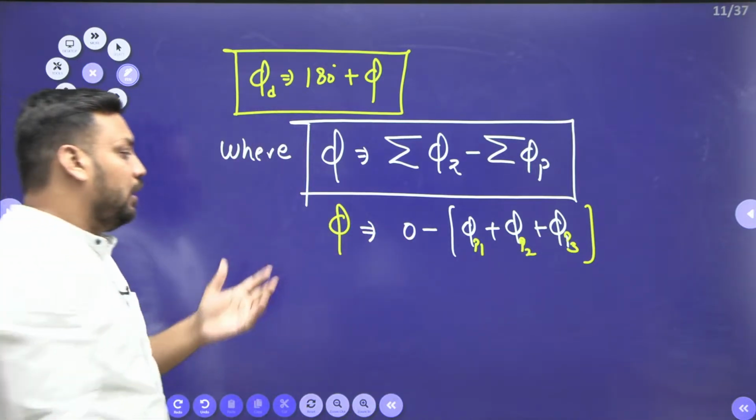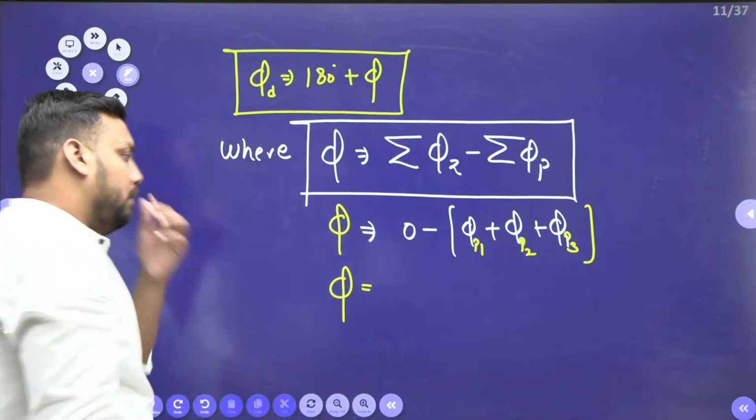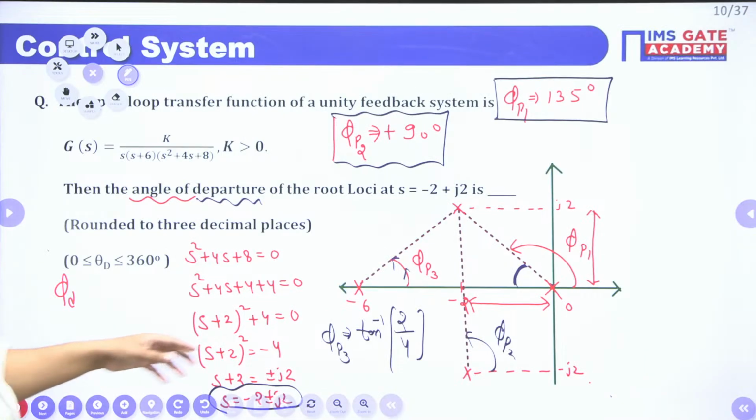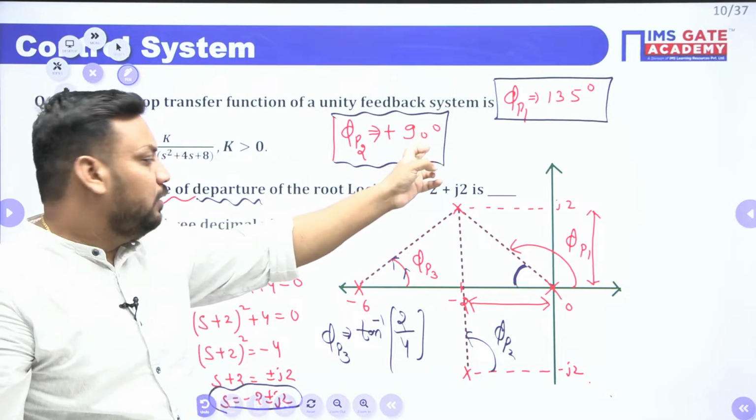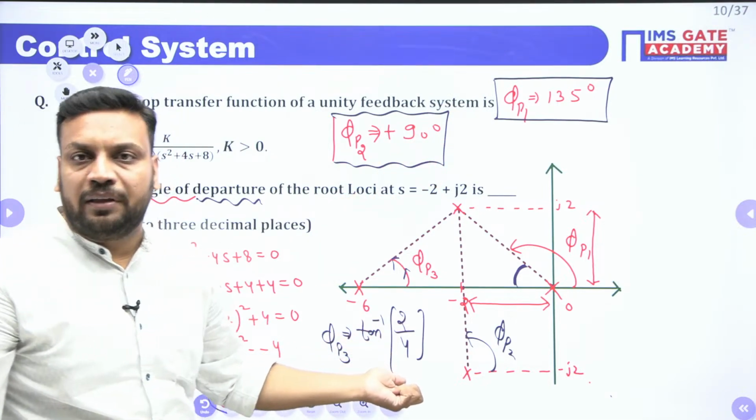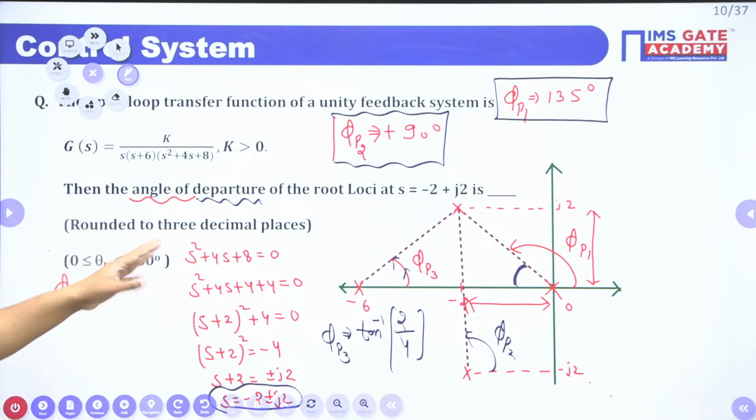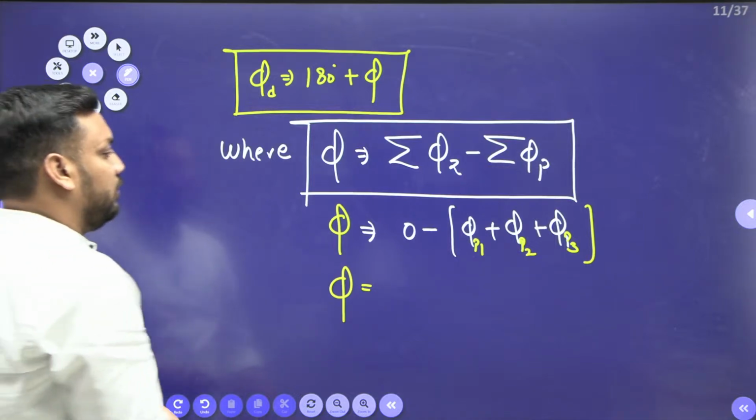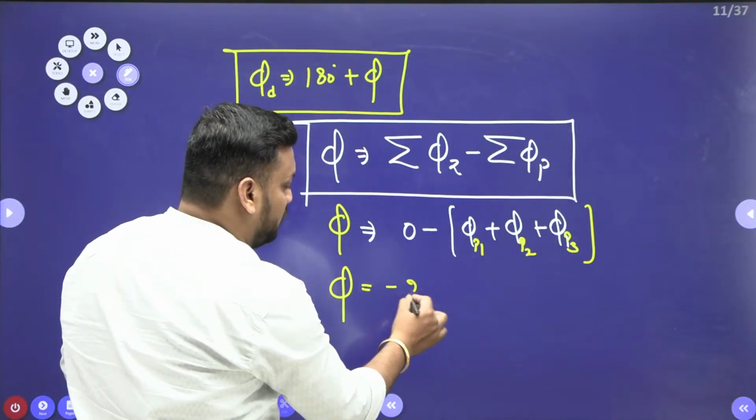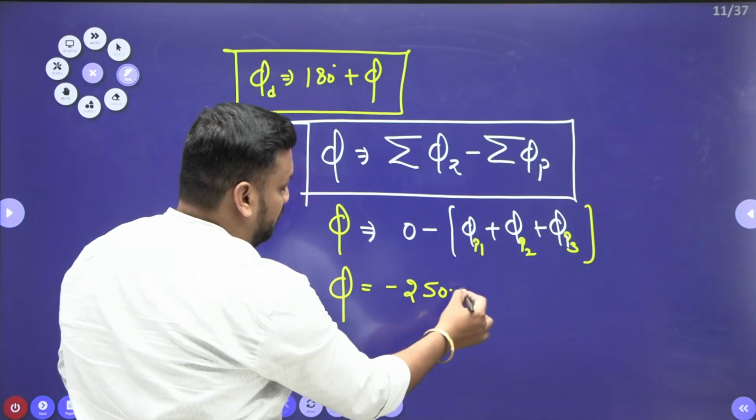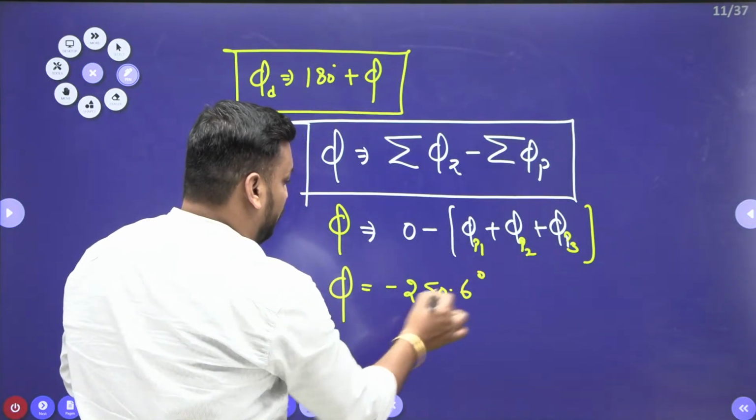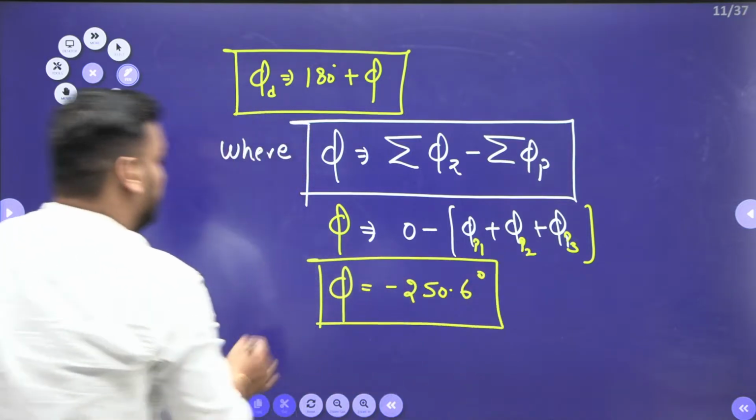If you have a calculator, you can calculate. When you calculate, you will get 135 plus 90, 225, plus the third angle of around 25 degrees. So we can calculate the angle of departure from the root locus plot. We will make a root locus plot also, but before that, the examiner is only asking for the angle of departure. So this value is approximately minus 250.6 degrees, you can find it out in degrees.